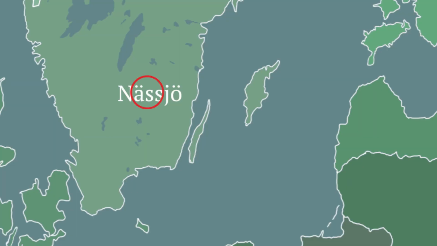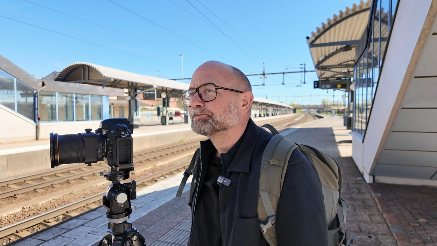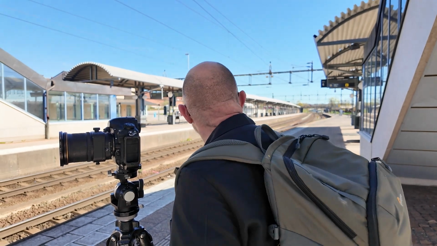So here I am at Nässjö Central Station, just south of Jönköping, right here on the map. I've discovered there's a train coming from one way or the other, and I am hoping for a lot of people on the train, because we want the station, but we also want the people on the station. But we don't want to recognize the people, because then I might get sued.